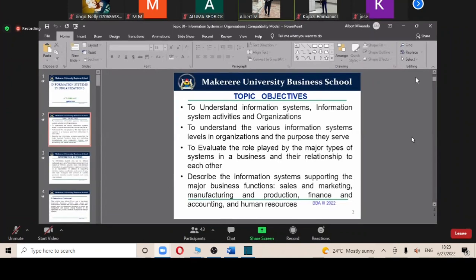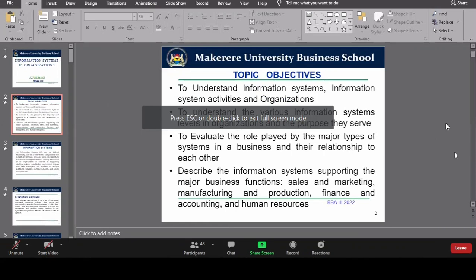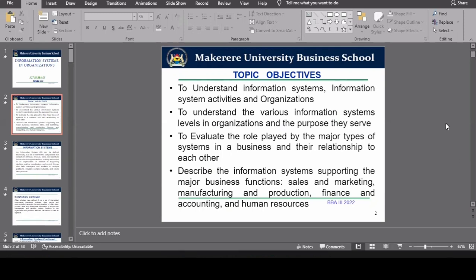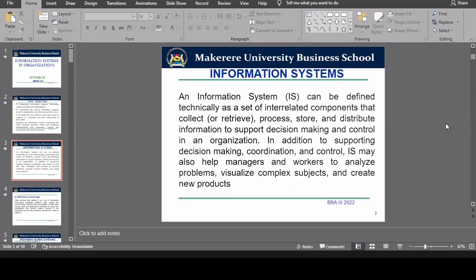Among other functions of the organization, you might have noted that whenever you're looking at the business functions, they're mainly four: sales and marketing, manufacturing and production, finance and accounting, then human resources. They are the four major business functions that we have in most of our textbooks, especially to do with the management perspective. Then we look at an information system briefly, and we define it at this level.